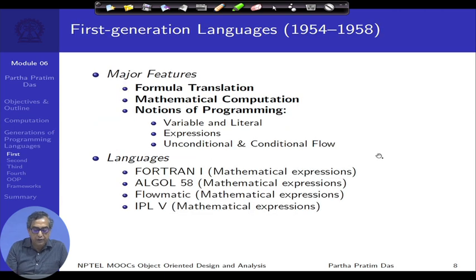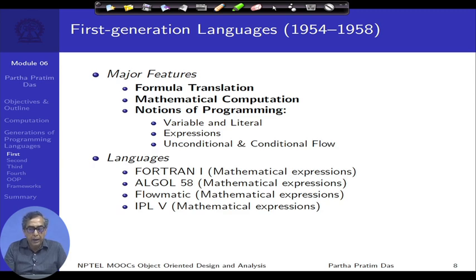So, we start with the first generation, which certainly is pioneered by Fortran, the language known for formula translation. Naturally, the major feature of first generation programming languages was to solve arithmetic problems. We can call them mathematical computation, but significantly they are arithmetic problems. So, they translate certain formulas.